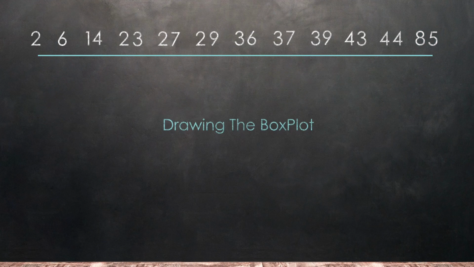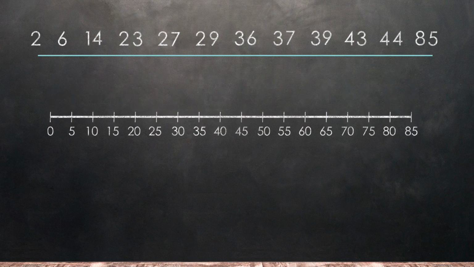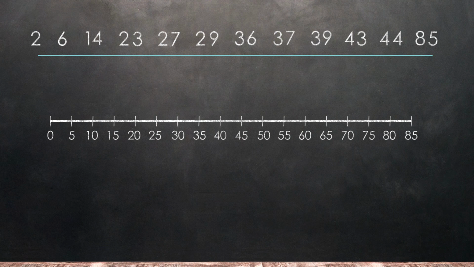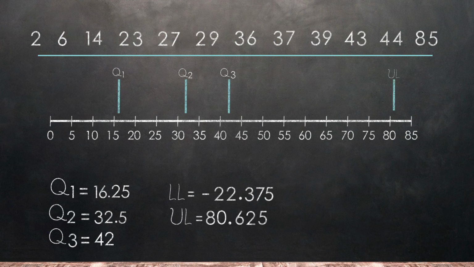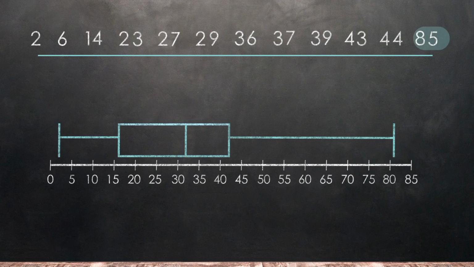We are now ready to draw our box plot. Using the same scale we had before, we would draw vertical lines above our scale corresponding to the values of Q1, Q2, Q3, the lower limit if there were outliers, and the upper limit if there were outliers. Since we don't have any outliers on the lower end, we can simply use our smallest number as the minimum. Create a rectangle by connecting the lines at Q1 and Q3. Connect Q1 to the minimum and likewise from Q3 to the maximum. Any outliers would be represented as dots beyond the minimum and maximum lines. You now have a completed box plot.